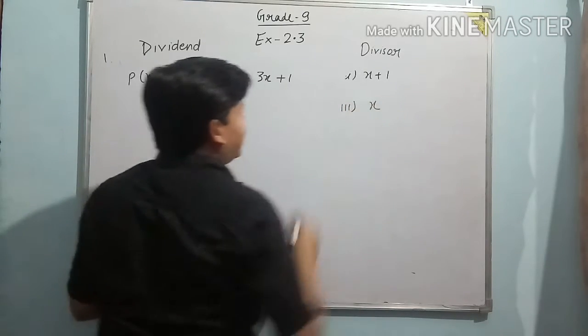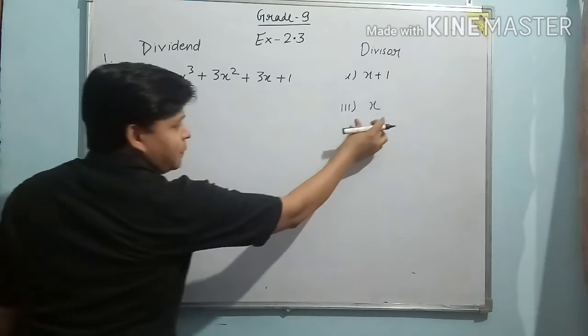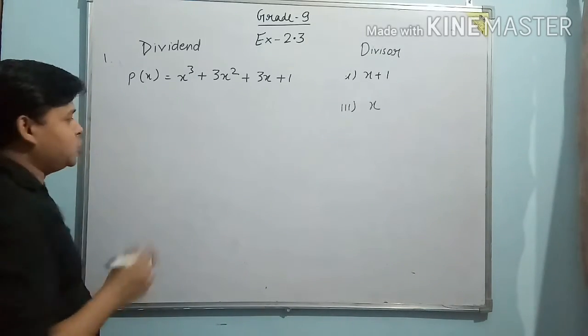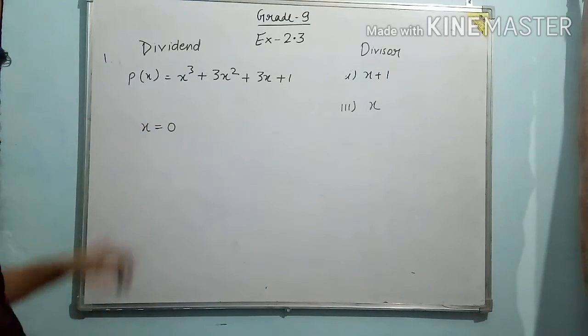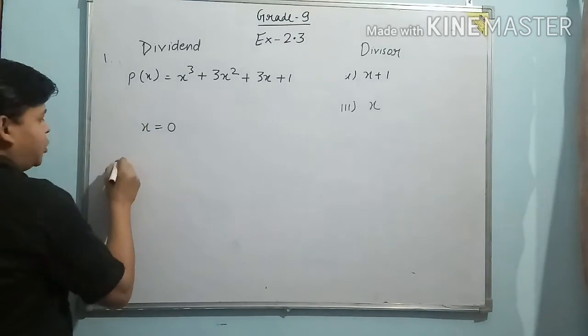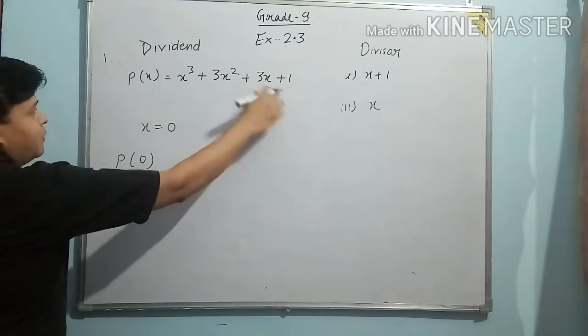Third part is only x. So for this, what will you do? Once again, as I told you, you will put the given divisor equal to 0. So let's put x equals 0 here. For the third part, you will put x equals 0 in this given polynomial.